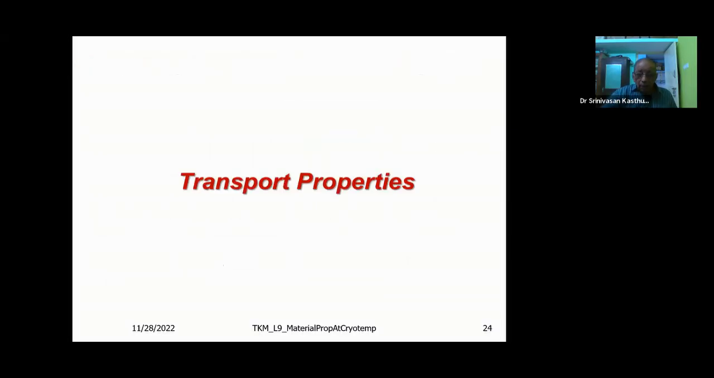Okay. Now we are going to discuss what are called transport properties. These transport properties are the properties which are useful for the transfer of thermal or electrical energies through the solid, right?